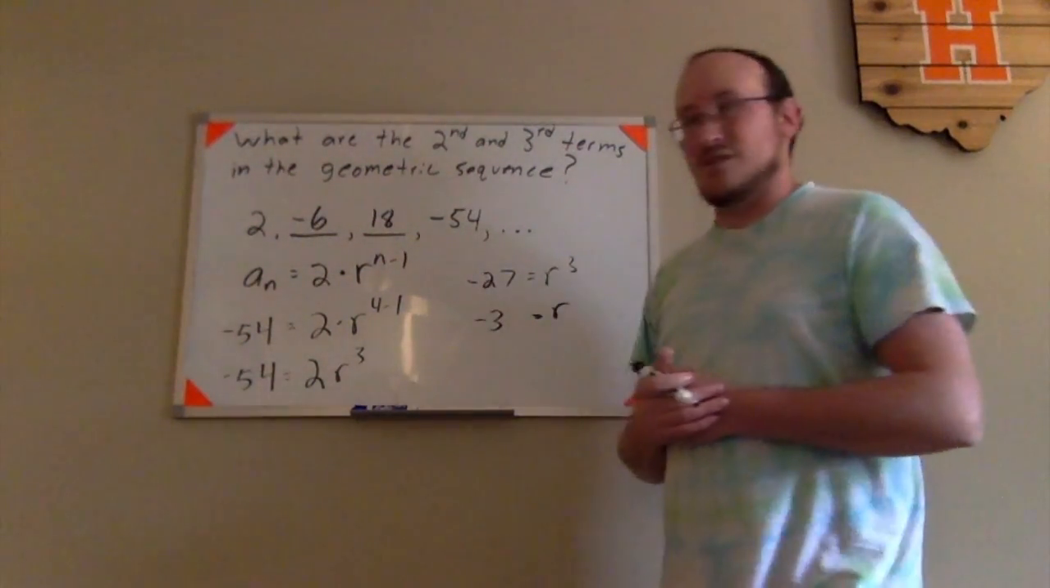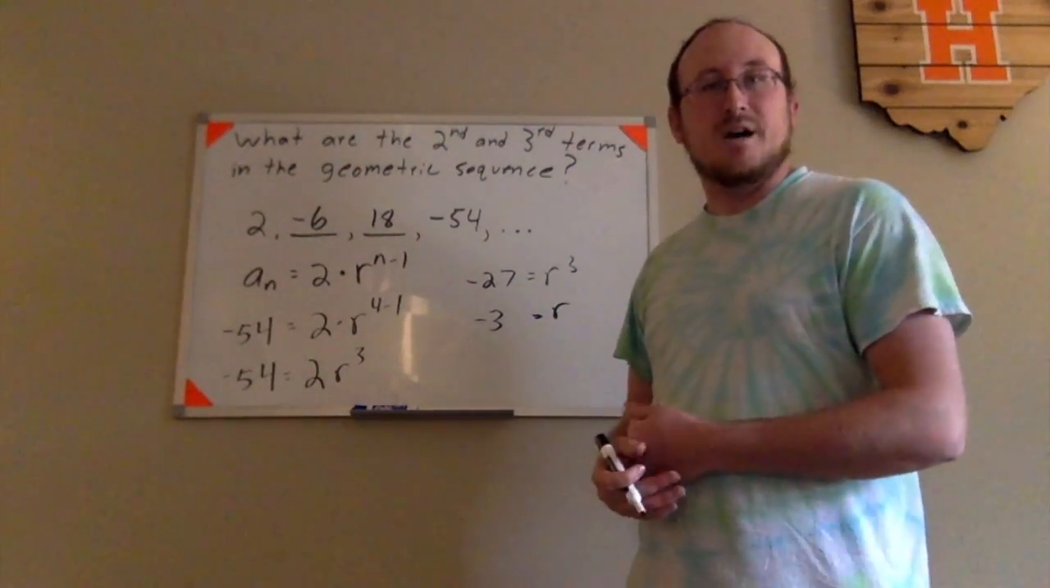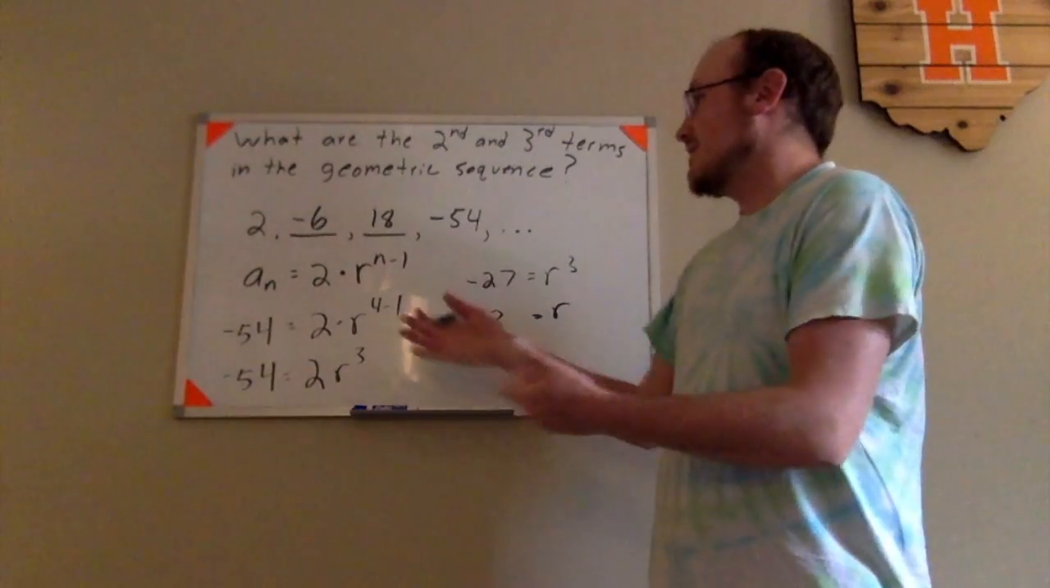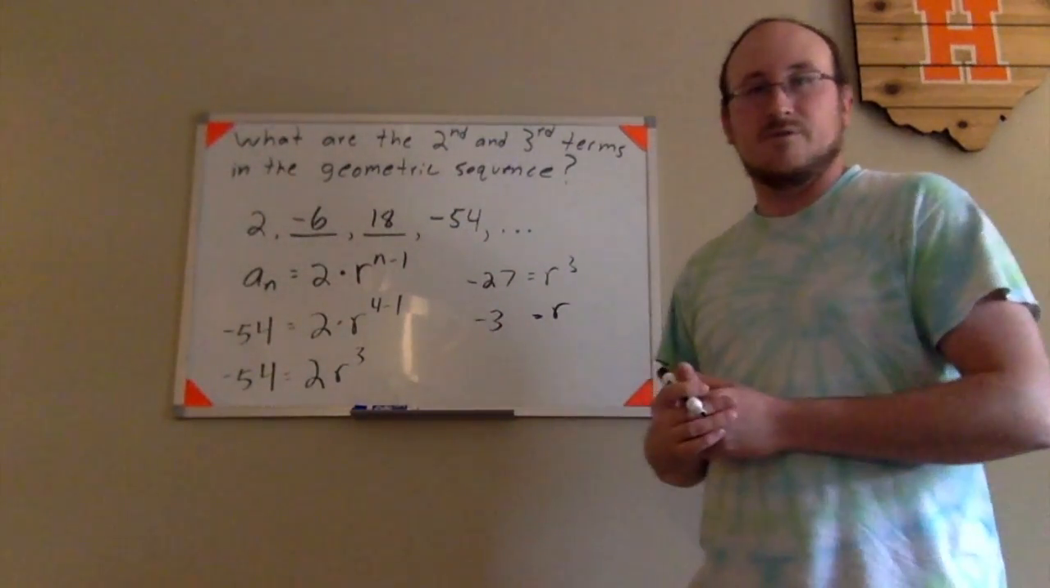So I've analyzed this sequence a little bit. I figured out the common ratio by using the existing terms that I knew. And then once I had the common ratio, I used it to fill in the missing values.